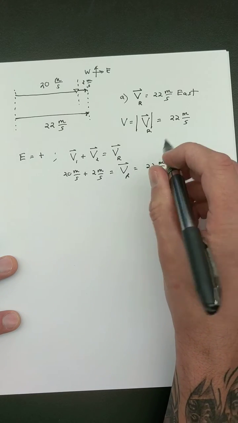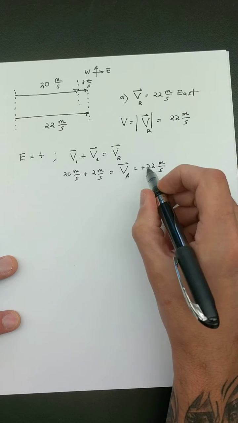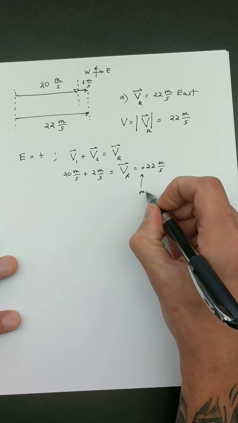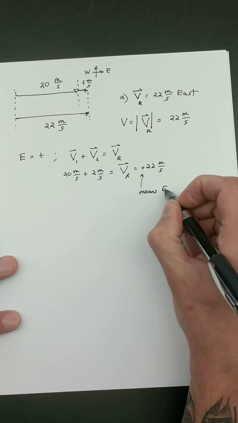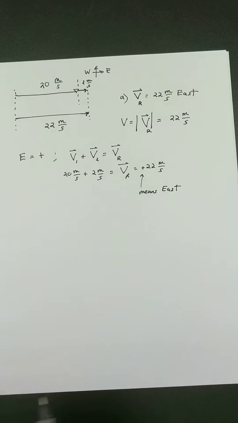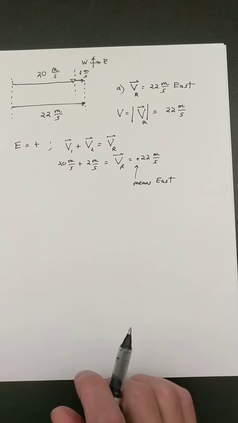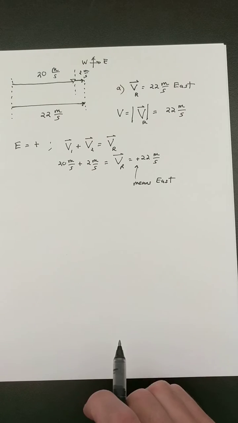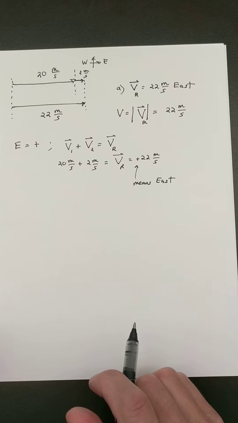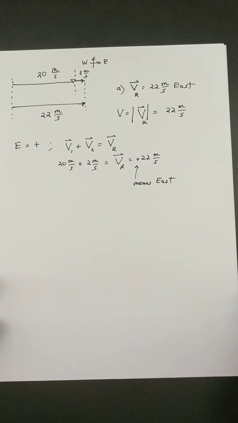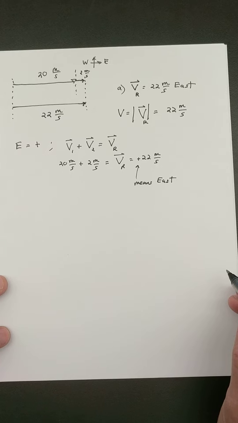And since it's positive, this plus sign means east. And that's how you interpret the sign of your answer when you're adding vectors using some numerical or coordinate system where you're choosing a positive and negative direction. And then you have to assign and interpret the plus or minus signs.